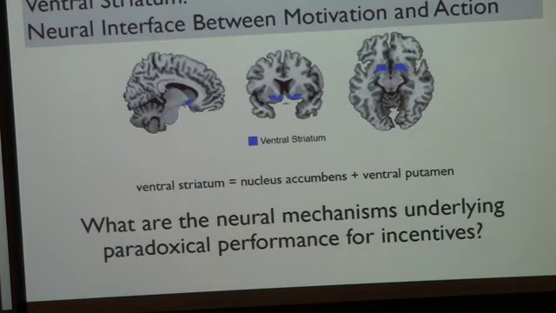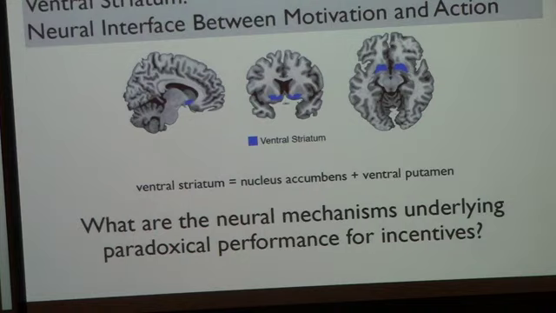So we can use the functional MRI method to test which part of the brain is responsible for this problem. Something called the ventral striatum. This is the neural interface between your motivation and your action. The ventral striatum is somewhere in your basal brain, like the nucleus accumbens and the ventral putamen. So how does this area work during different experimental designs, and how does it actually connect your motivation and your action?